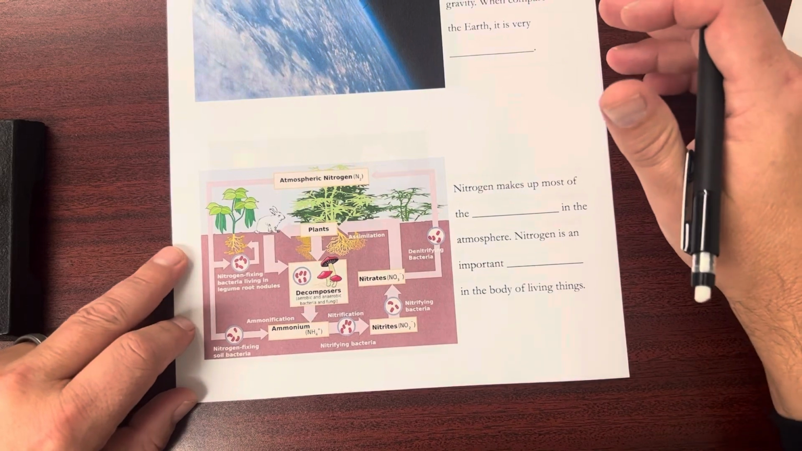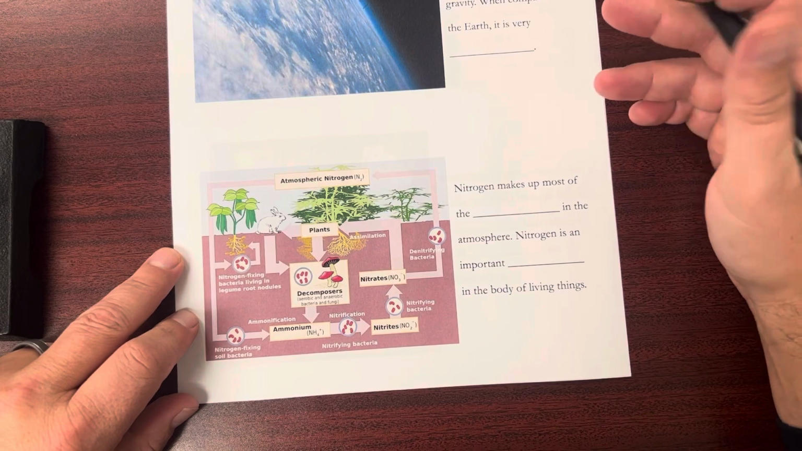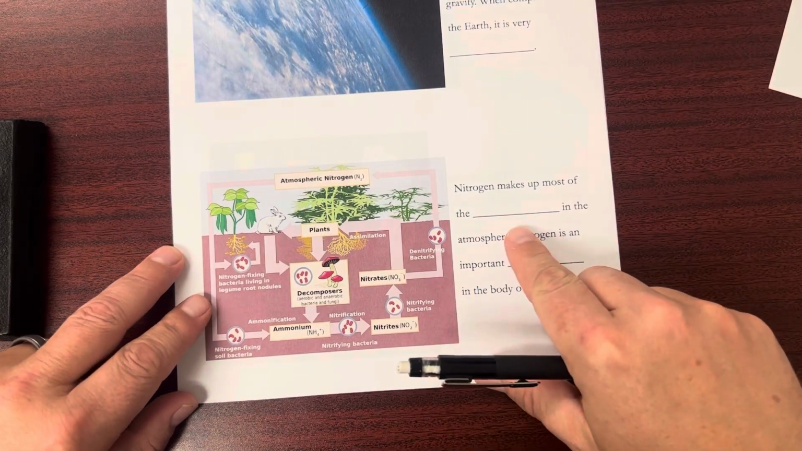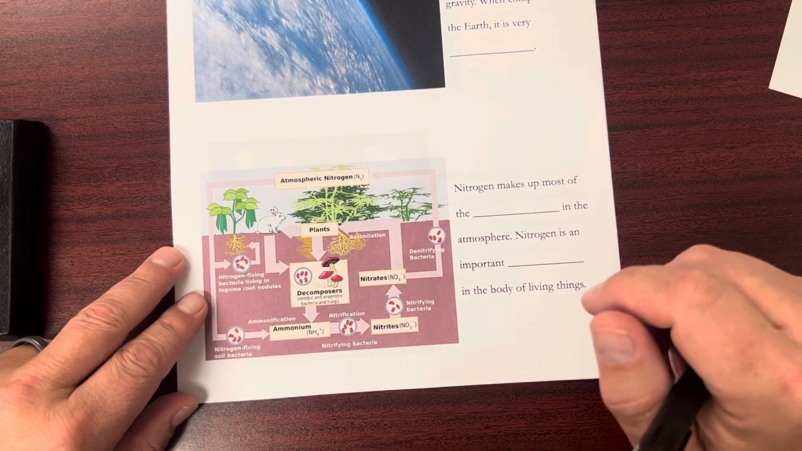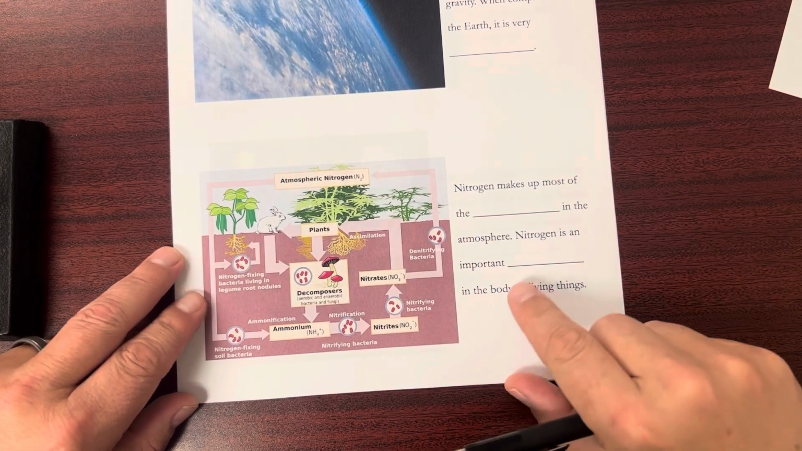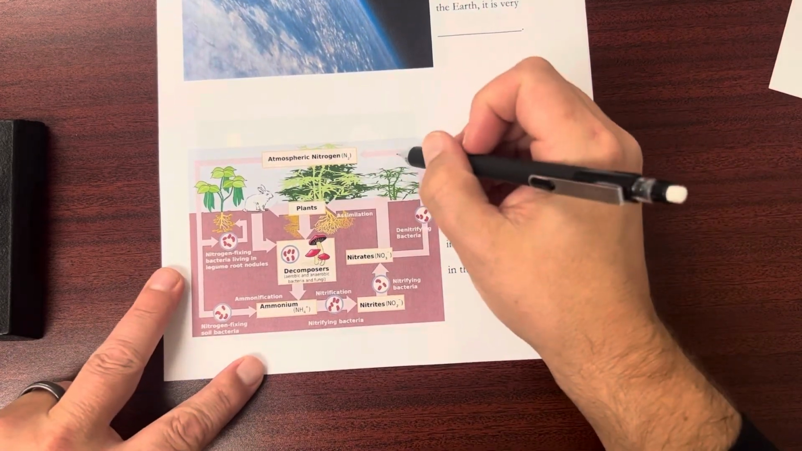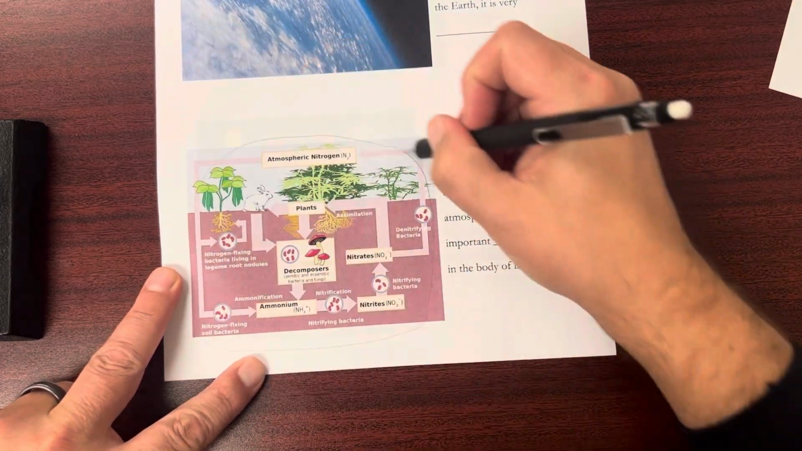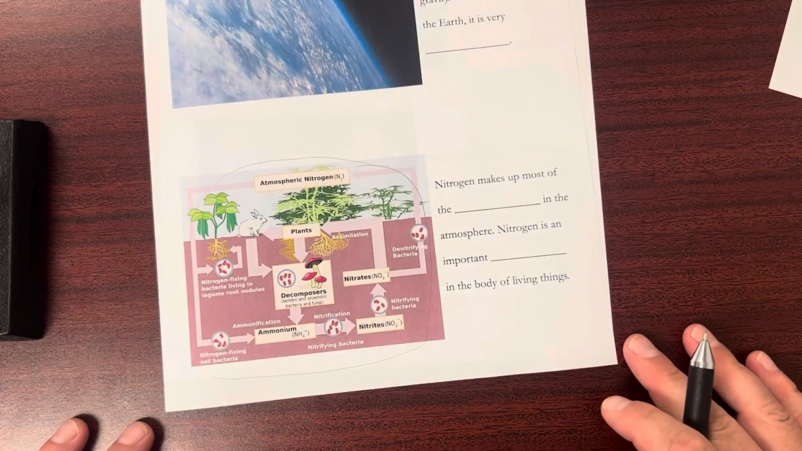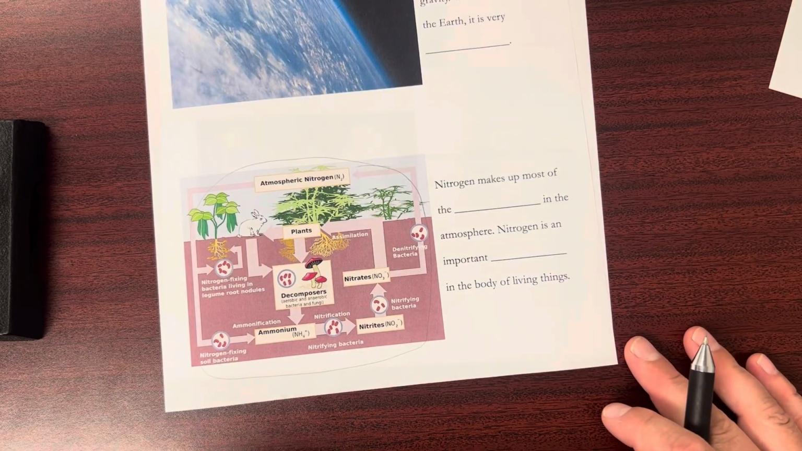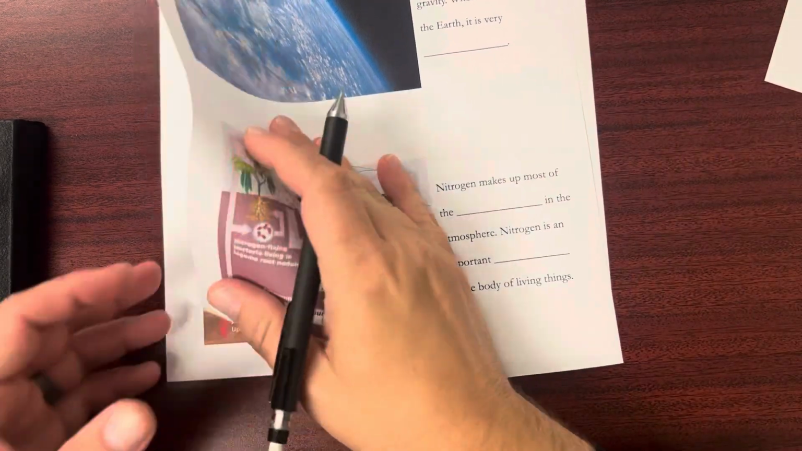All right, let's talk about some of the gases that we're going to find. Now, the primary gas at about 75% is going to be nitrogen. So nitrogen makes up most of the gas in the atmosphere. Nitrogen is an important element in the body of living things. So nitrogen somehow, through the nitrogen cycle, has to get into the bodies of every living thing. And there's various ways to do that, but that is more for a biology lecture. All right, let's continue.